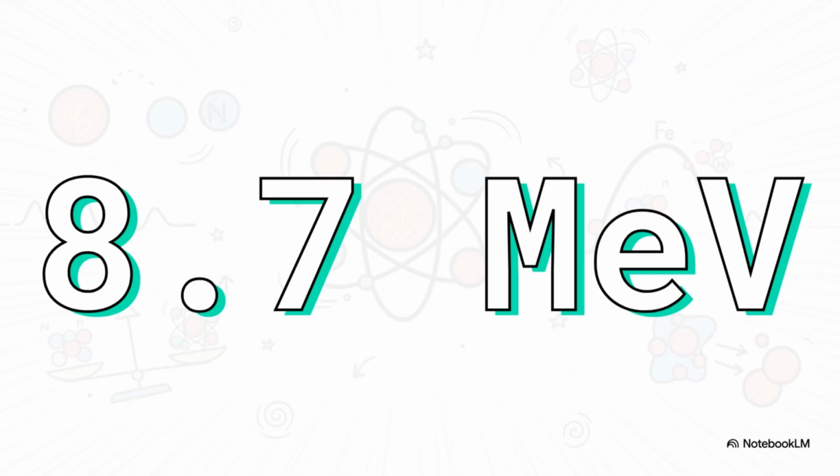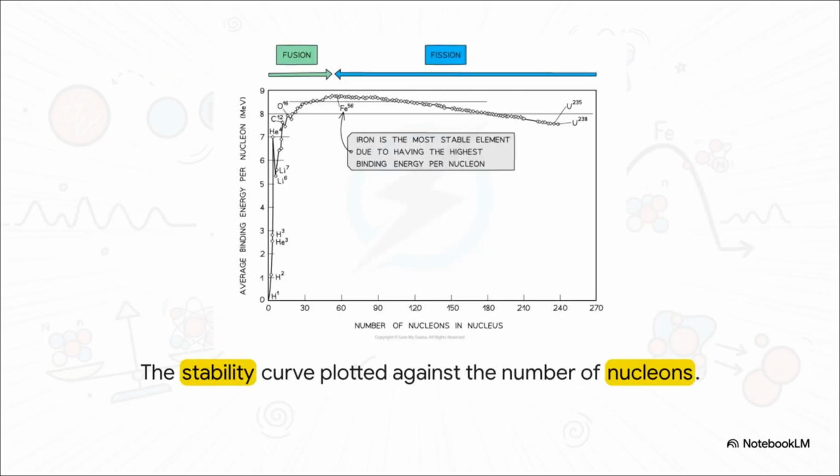This graph is very important. It is a map of stability. The vertical axis shows energy per particle and the horizontal axis shows the number of particles. A higher position on the curve means more stability. The higher up on the graph a nucleus sits, the more binding energy and better stability it has.